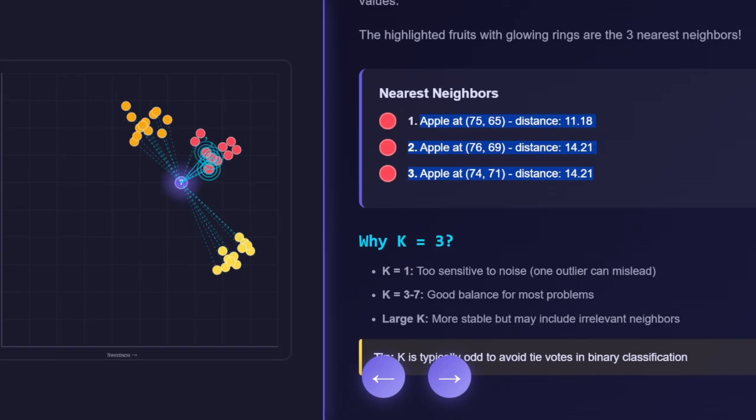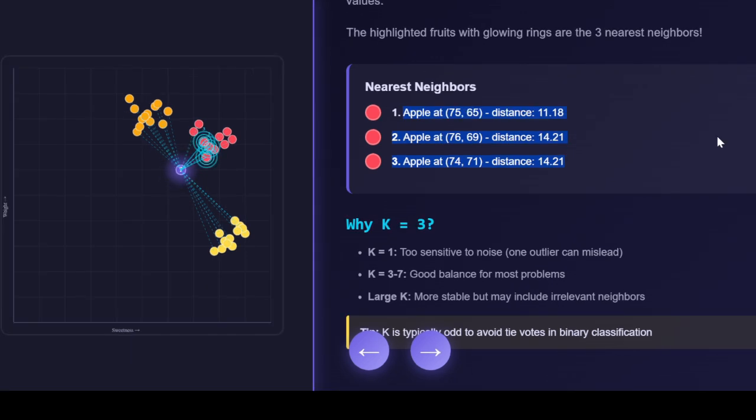Now what if k equal to 1? What if k equal to 5? And what will happen if k equal to 7? When k equal to 1, it is too sensitive, because we are trying to identify only one closest training data point to the testing data point. Too sensitive to noise, one outlier can mislead the entire assessment. So we should not take k equal to 1. We have to take a k value between 3 to 7 for a good balance for most problems.